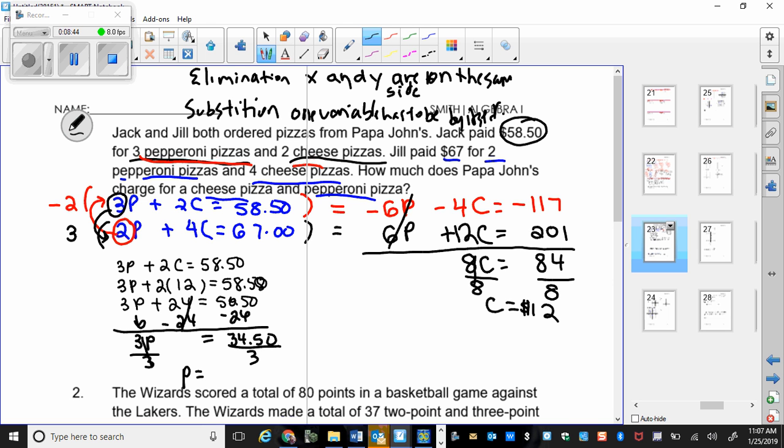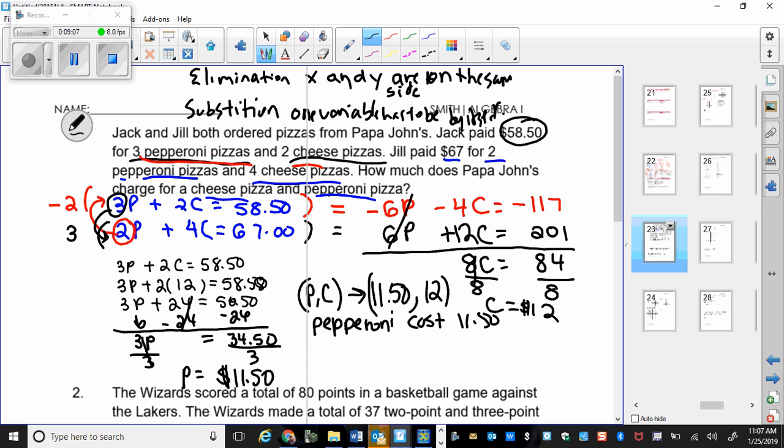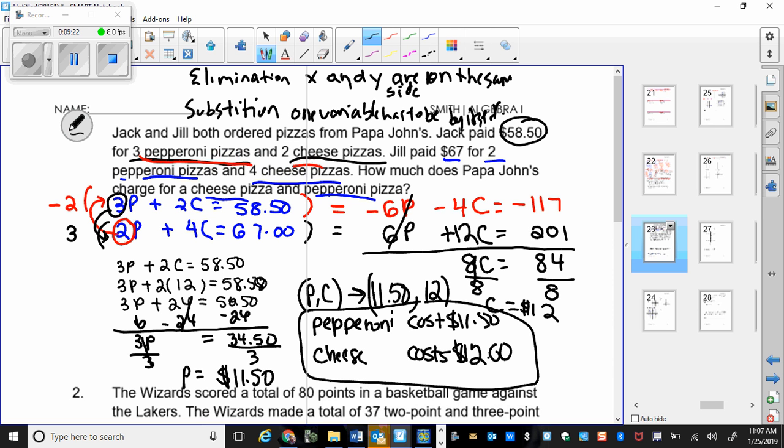And p equals $11.50. So what we could do is write p comma c maps onto 11.50 comma 12, or we could say pepperoni pizza costs $11.50 with our dollar units, and cheese pizza costs $12 with our dollar unit. And here's my answer. So that was intense. Actually it wasn't.